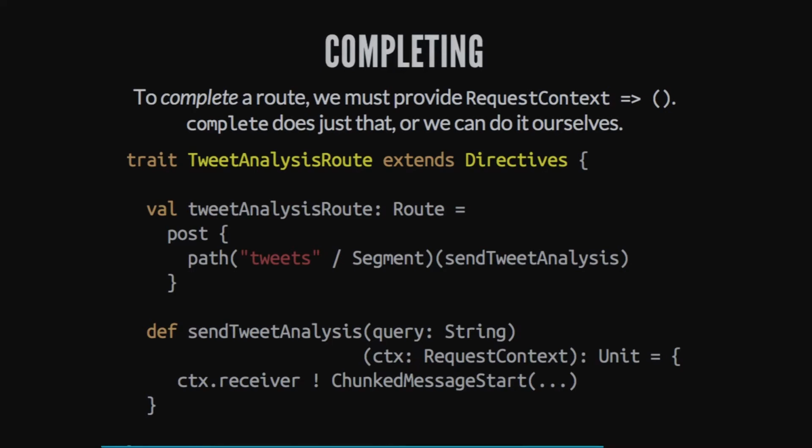So that is perfectly, the send tweet analysis, the shape of it, matches that perfectly. So as we uncurry the bits of the code, so this matches what path/segment requires. It's a function that takes a string. And now we need to complete this entire request by providing, and we don't want to use the complete function just yet because we're going to do something really fancy. We need to provide now a function that takes a request context and returns unit.